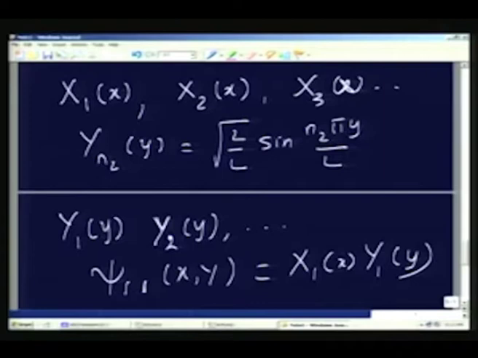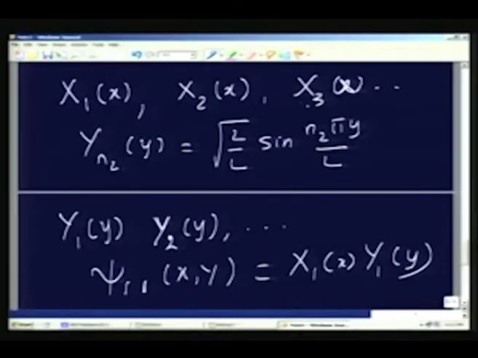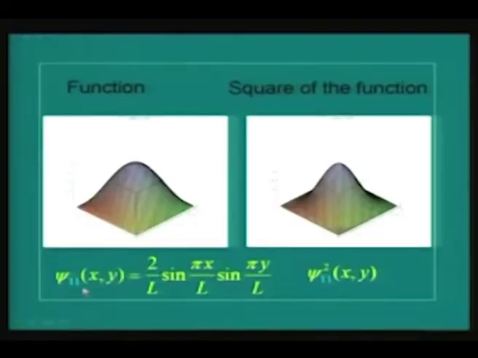Now since this is a two dimensional function, to plot this function in two coordinates x and y, the value of the function is in the third coordinate, so the plot is obviously a three dimensional plot, it is not a two dimensional plot. That is the plot that you see now here. Psi 1 1 of x comma y, meaning n1 is 1, n2 is 1, is equal to 2 by L sin pi x by L sin pi y by L, of course.